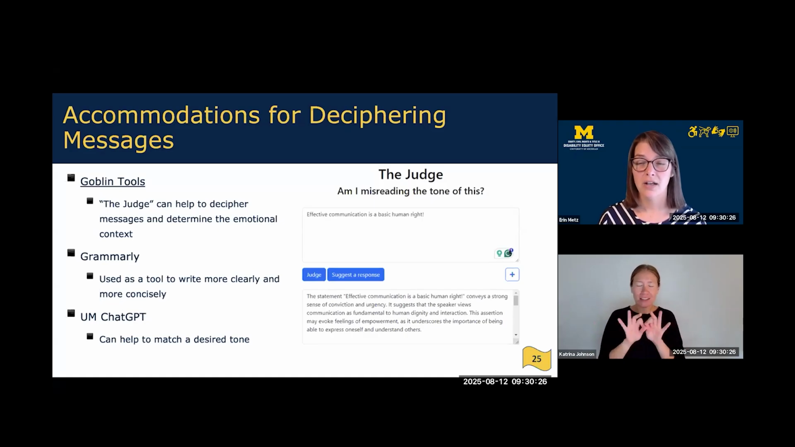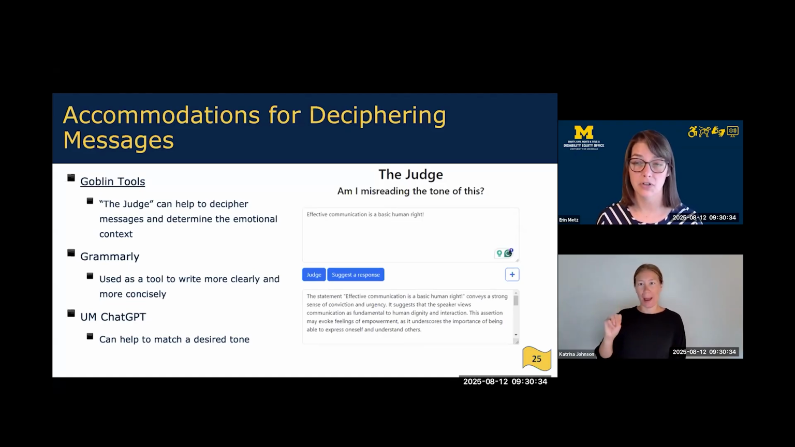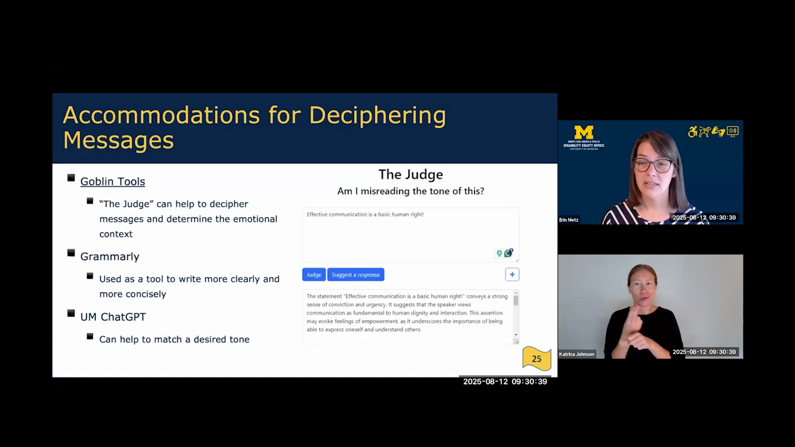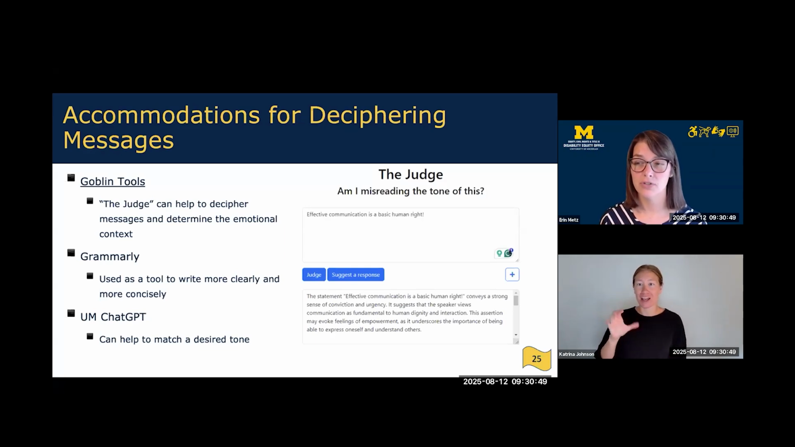Other tools, such as Grammarly and UM's ChatGPT, can be valuable resources to enhance the clarity and conciseness of your communication, supporting the application of the 7 Cs. Additionally, these tools can help tailor your message to achieve the desired tone. For example, with UM's ChatGPT, you can type your statement and request to make this sound more assertive. The tool will then generate a revised version of your language accordingly. Utilizing these resources can help ensure your communication is effective, appropriate, and impactful.